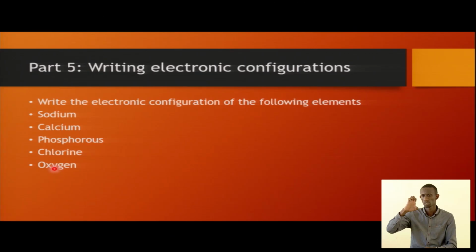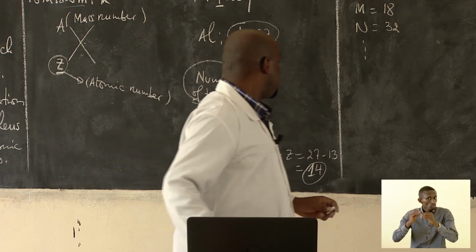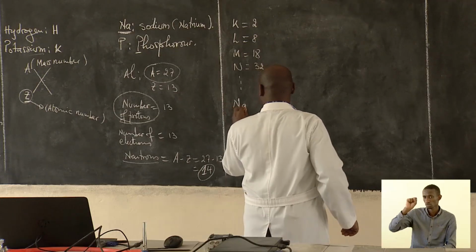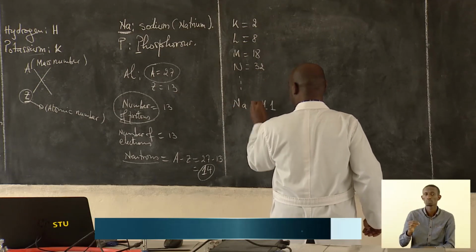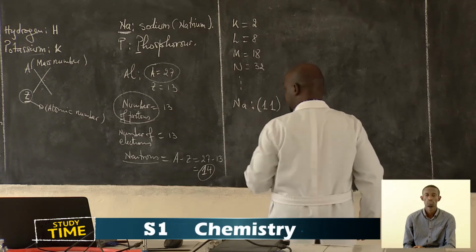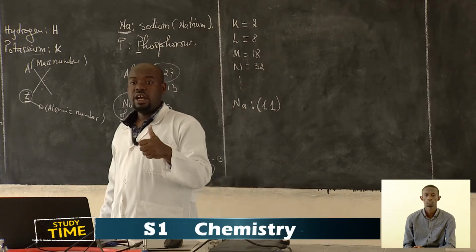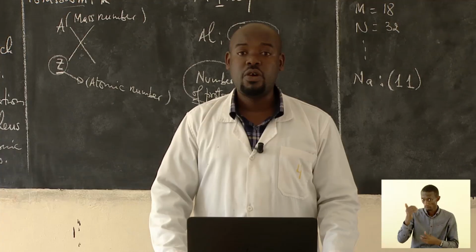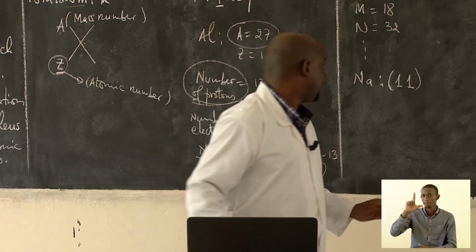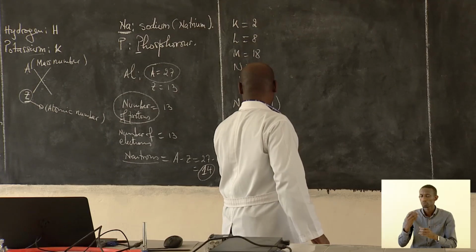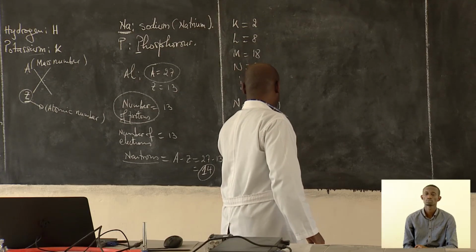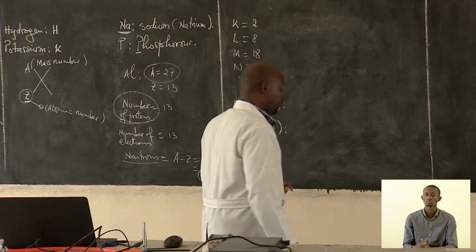Take your periodic tables, please, and identify the atomic number of sodium. The atomic number of sodium is 11. And the next element is calcium. What is the atomic number of calcium? It's 20. Now let us write the electronic configuration.